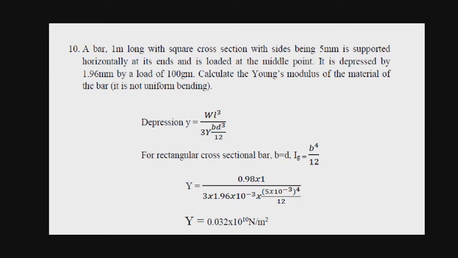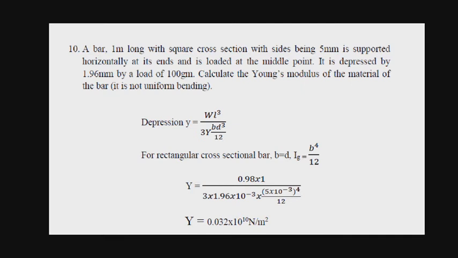Question number 10. A bar 1 meter long with the square cross section with sides being 5 millimeter is supported horizontally at its ends and is loaded at the middle point. It is depressed by 1.96 millimeter by a load of 100 gram. Calculate the Young's modulus of the material of the bar. It is not uniform bending.